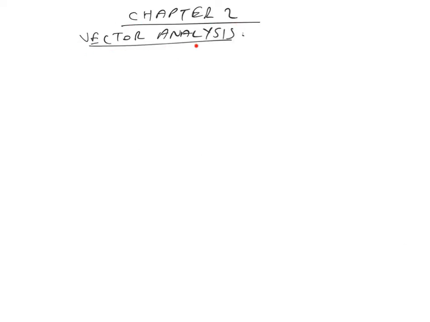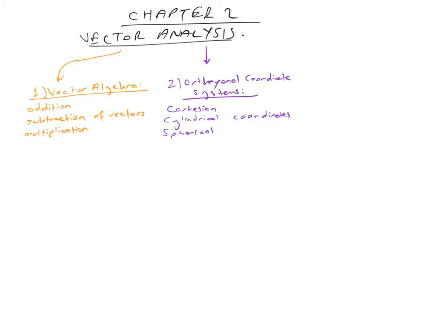Chapter 2, Vector Analysis. As I said before, vector analysis consists of three topics: vector algebra, orthogonal coordinate systems, and vector calculus. Vector algebra is the first part of vector analysis, and under vector algebra we will study addition, subtraction, and multiplication of vectors. Orthogonal coordinate systems is the second part of vector analysis, and under this topic we will study Cartesian, cylindrical, and spherical coordinate systems.